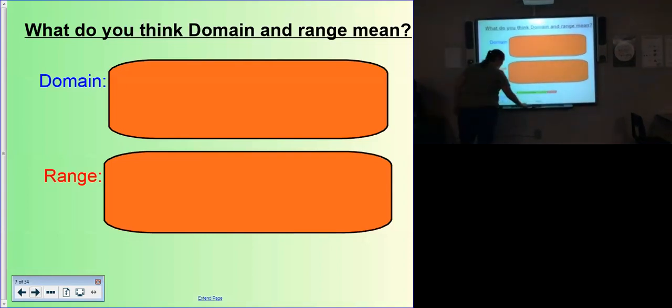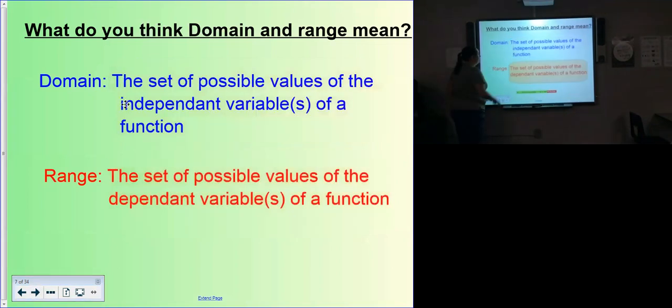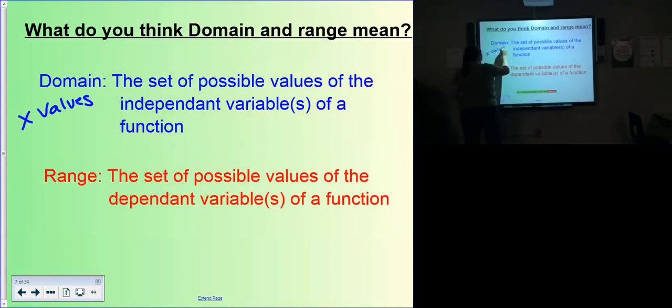And that's it with functions for now. Now, with every function, I'm going to have a domain and a range. What are domain and range? You definitely need to write these definitions down, right? All of this definition down right here for domain and range. Domain is the set of possible values of an independent variable of a function. In other words, domain is your x values.